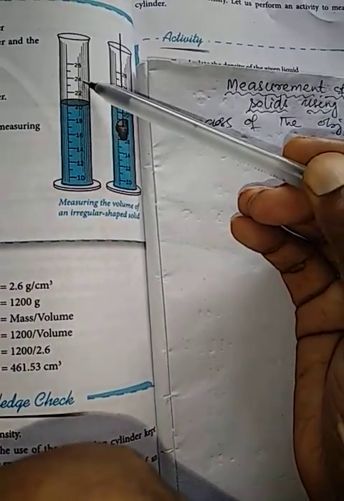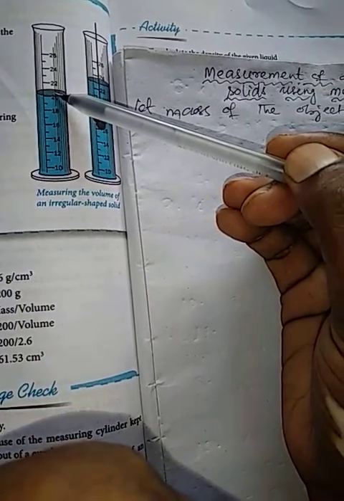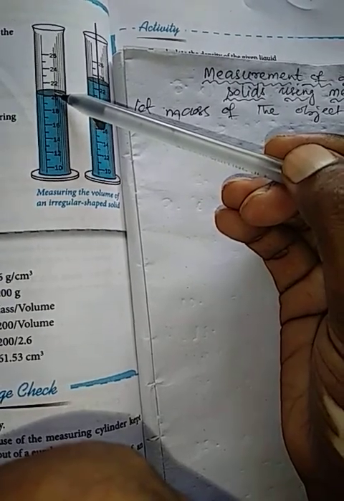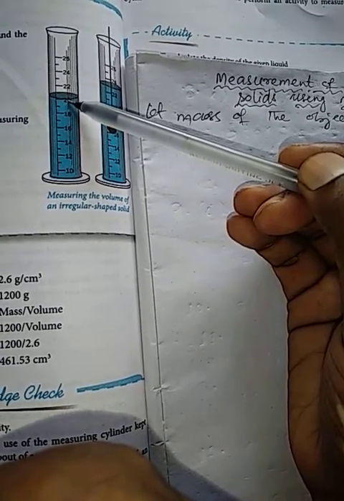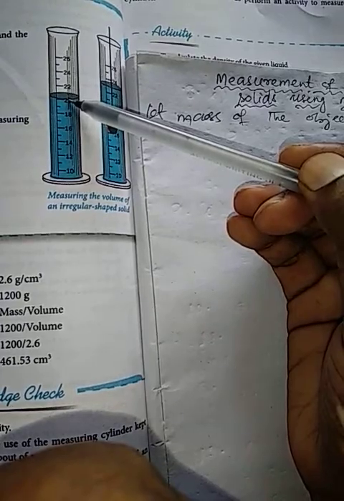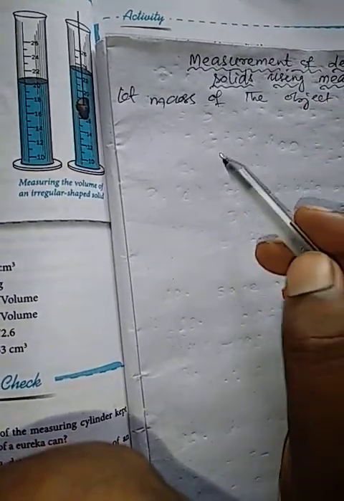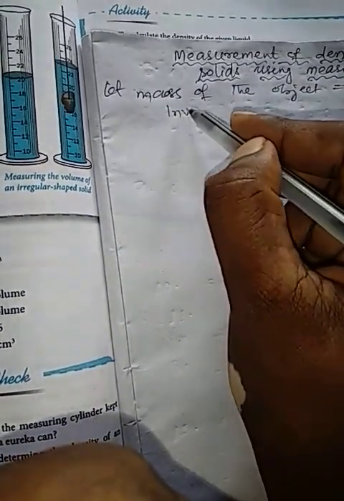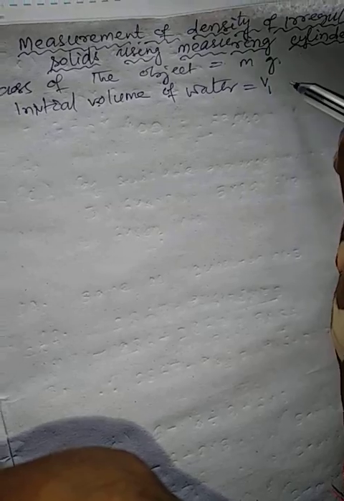Now take a measuring cylinder and fill it up to half of its capacity with water. Now note down the reading of the level of water, which is the initial volume of water, and denote it as V1 centimeter cube.